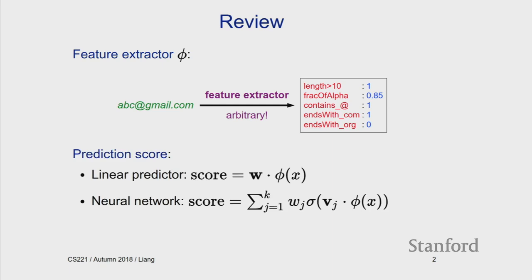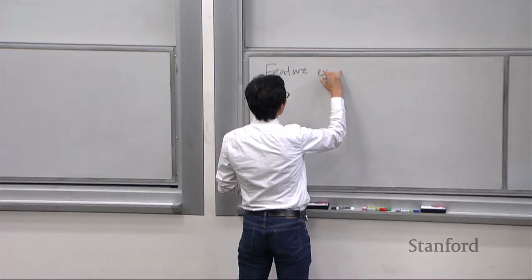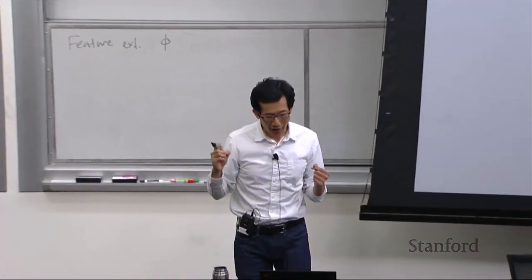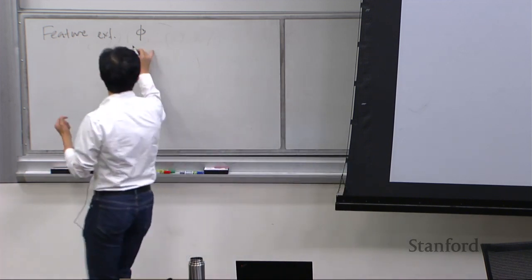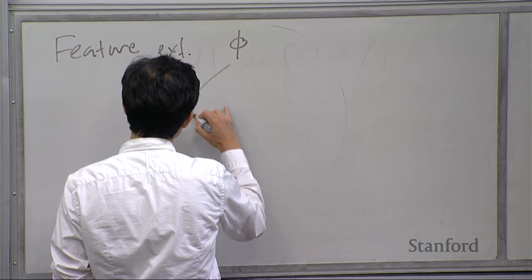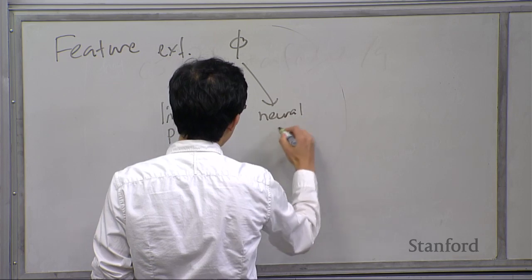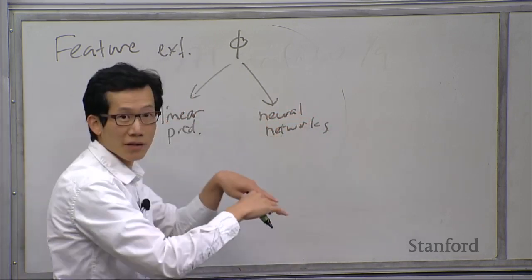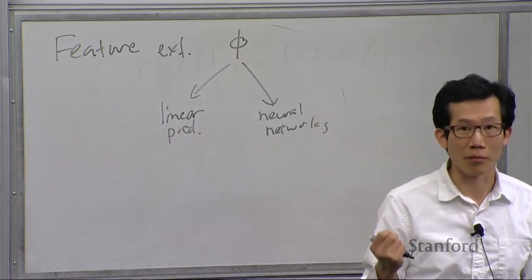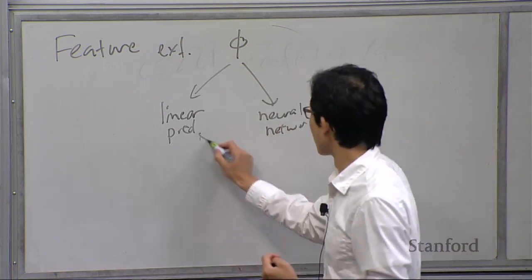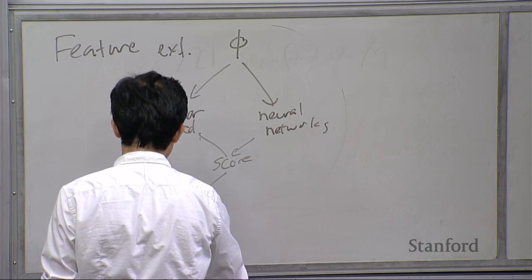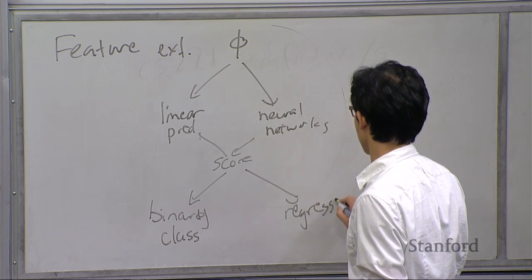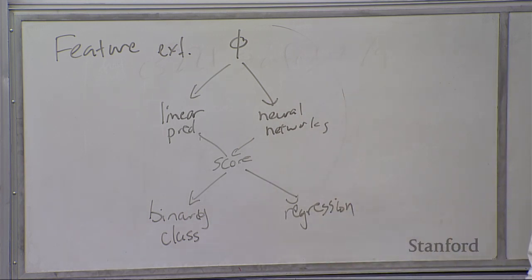So let's just review where we are at the moment. Last time and the time before that, we talked about feature extraction. The goal here is to take your domain knowledge and distill it down into a function that takes inputs and converts them into some sort of feature vector. And using that, we explored linear predictors. We also explored neural networks. These are just functions that take a feature vector and transform it into a number called a score. And using that score, we saw binary classification, and we can do regression. You can do a number of other things, but so far we've focused on only these two tasks.